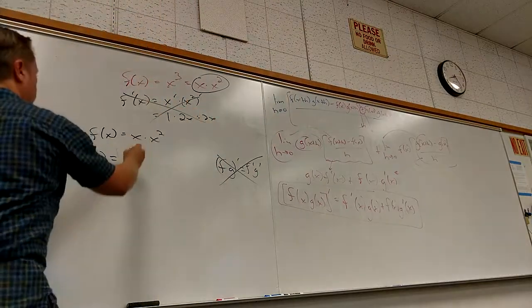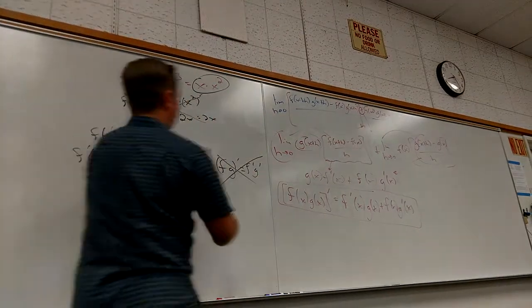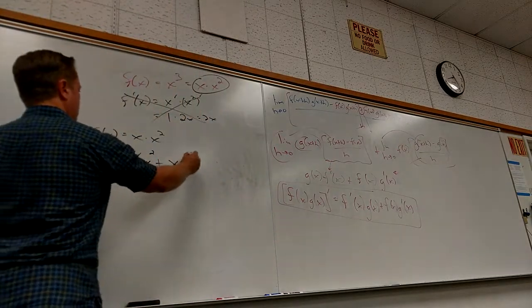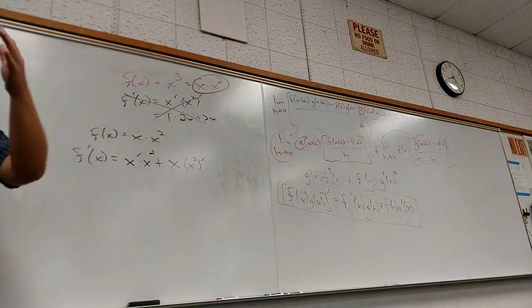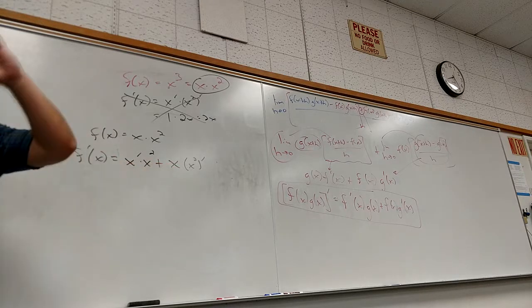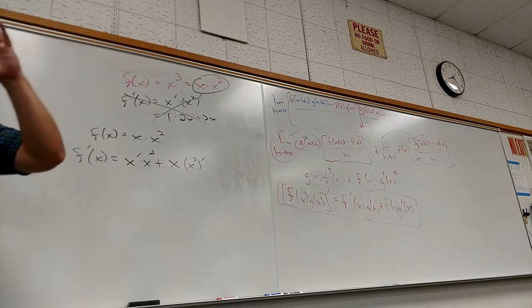Well, what's the rule say? This guy gets a turn times this guy, plus this guy stays the same, and then it's this guy's turn, right? Is that cool? That's writing the rule, and then you worry about doing the derivatives. You don't do it all at the same time. Calculus is hard enough already. Why make it even harder?